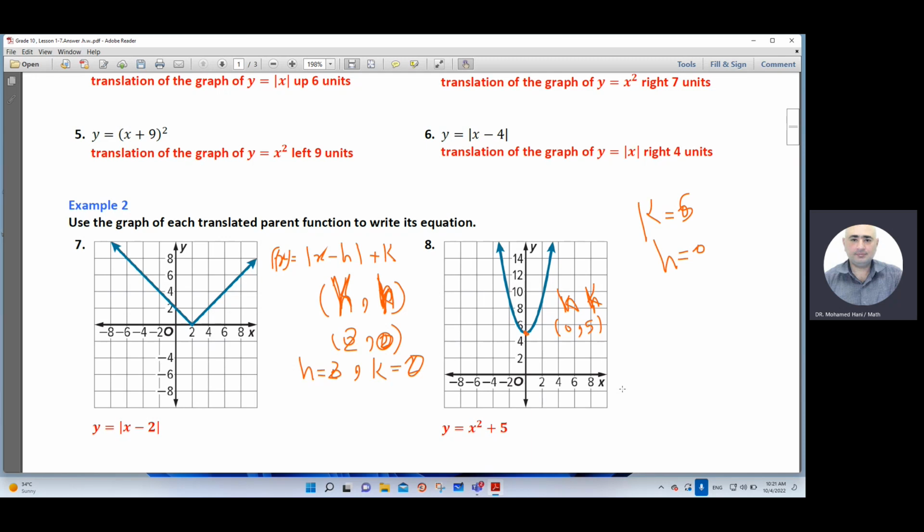And who can remember what is the form of the function in the quadratic? f(x) equals (x minus h) squared plus k. The value of h, 0, means we just have x squared here. And the value of k, 5, means plus 5. Okay?